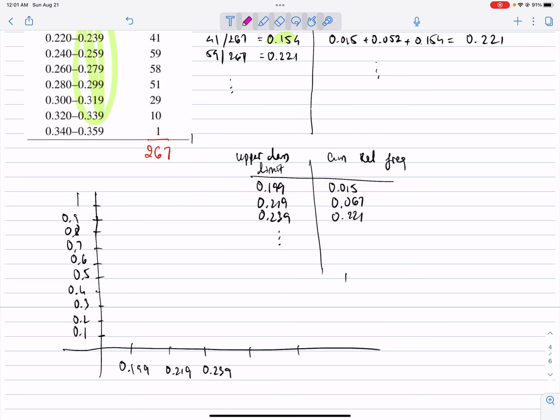Now the first point will be, this is like 0.02. So this is like this, right? Now this is like 0.07. So like this. Then 0.2, a little bit more than 0.2. Okay, so you continue, and again, this graph is an ogive, so that's why it will keep increasing.